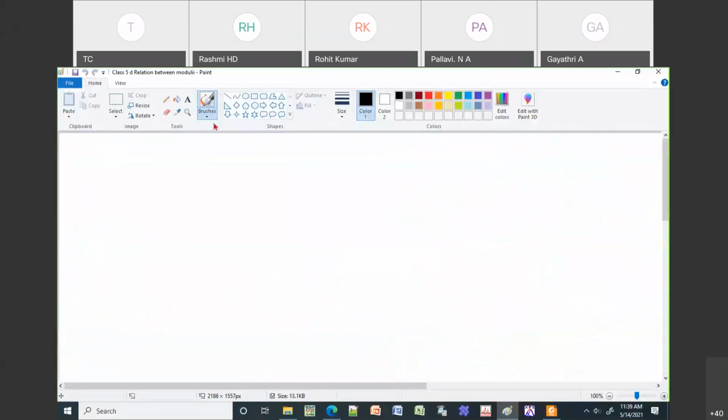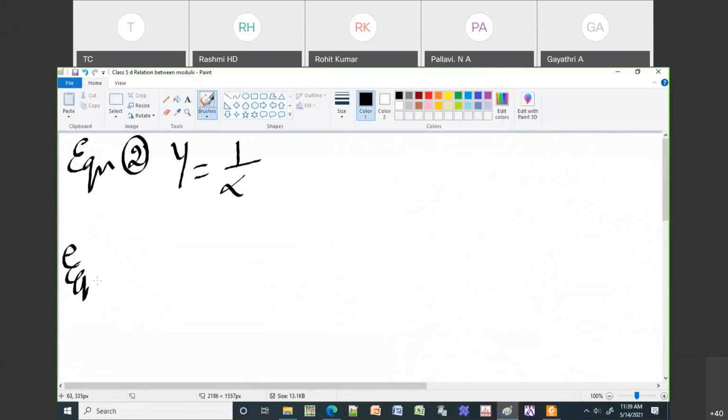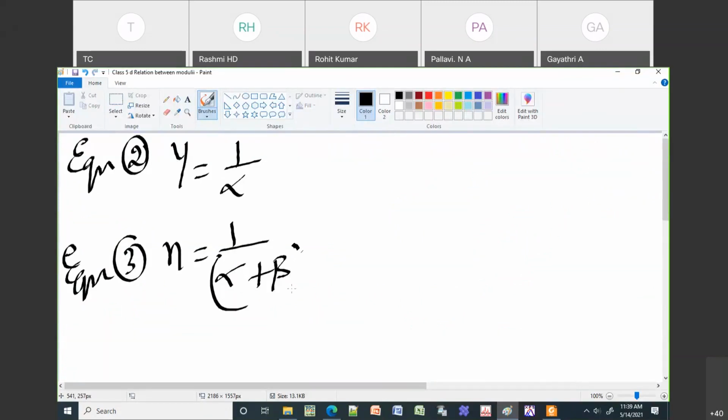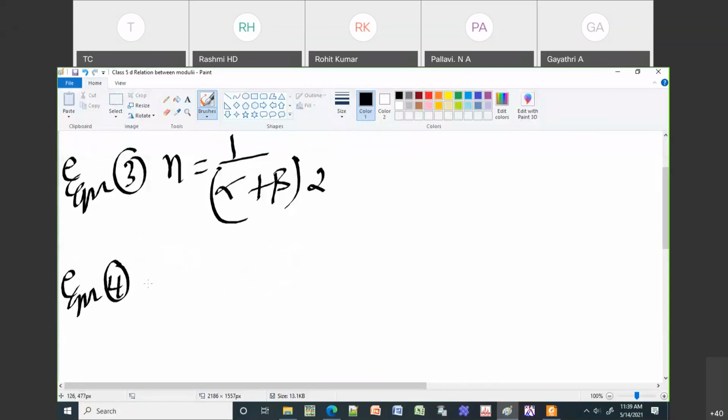So I will just write the equation numbers. Equation 2 is y is equal to 1 by alpha. Equation number 3 is n equals 1 by 2 into alpha plus beta. And the last one, equation number 4, is k is equal to 1 by 3 times alpha minus 2 beta. These are the 3 equations that we had derived from the previous one.